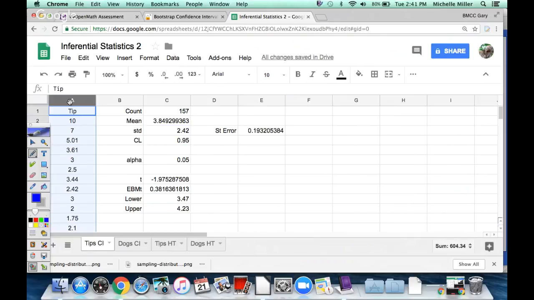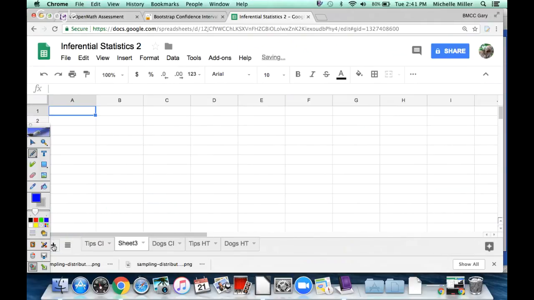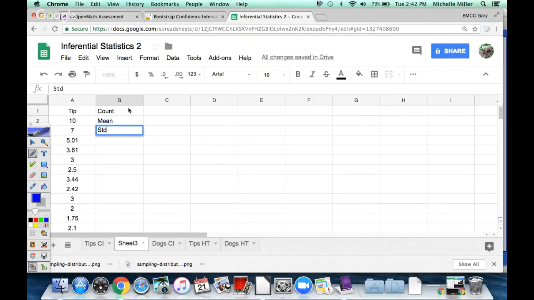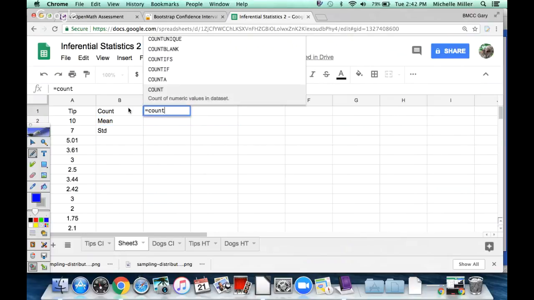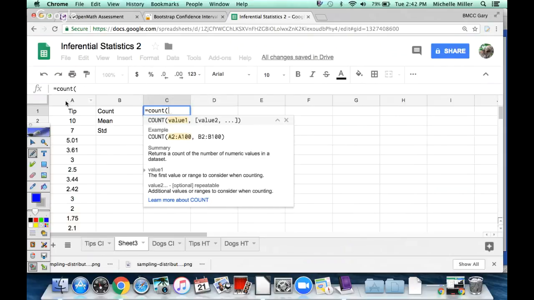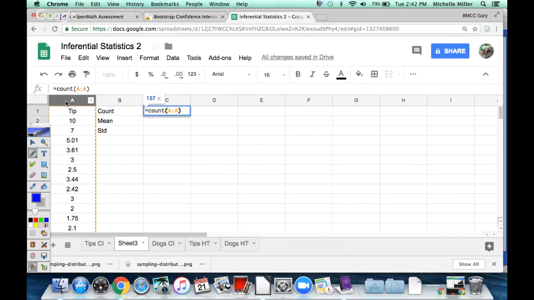So first, let's copy data and bring up a new sheet. Let's suppose I want to do a confidence interval and I have a set of data. First thing I need to do is get some summary statistics, like what's the count? What's the mean? What's the standard deviation? So I can use the count command to look in this column. As long as there's nothing else but data in that column, it'll count. It won't count words, only numbers.